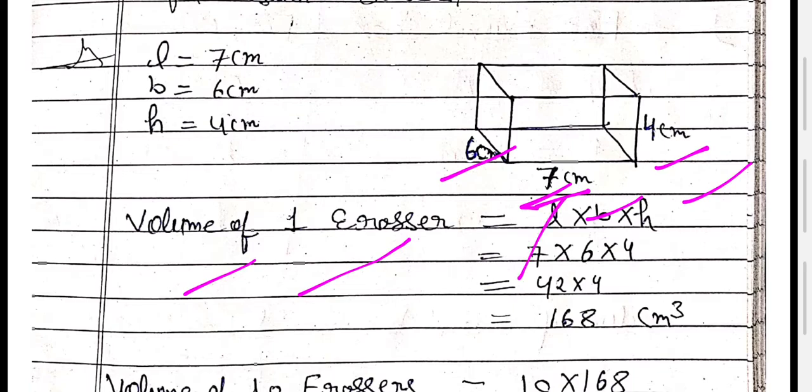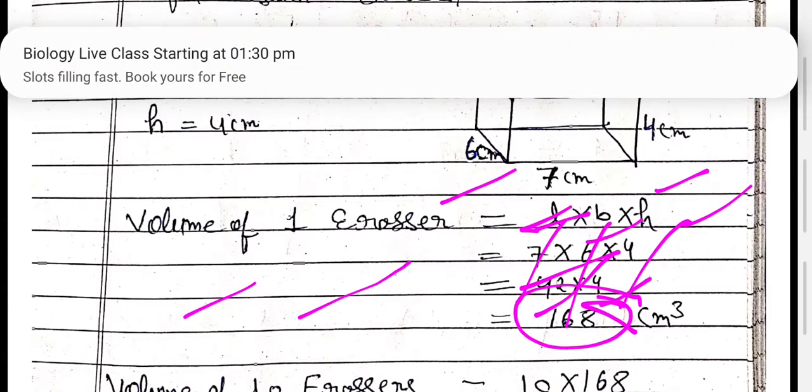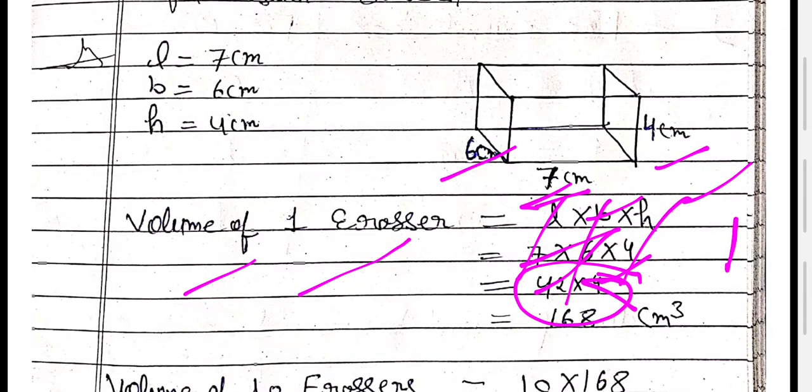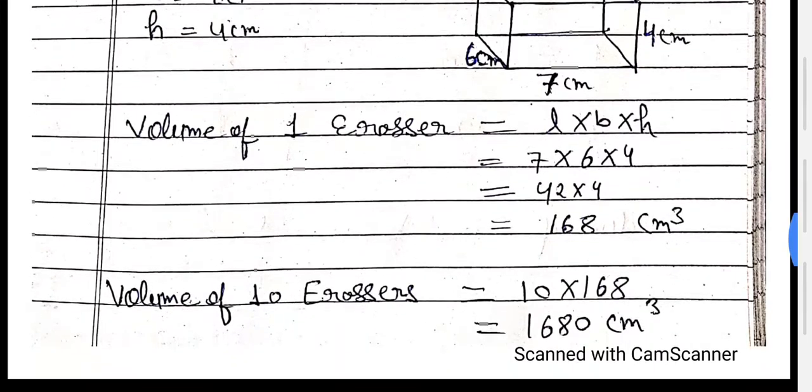What is the value of L? 7, B 6, H 4. 7 6s are 42, and 4 as it is. When you multiply 42 by 4, 4 2s are 8, 4 4s are 16. So you get 168 centimeter cube. What you will get? 168 centimeter cube.